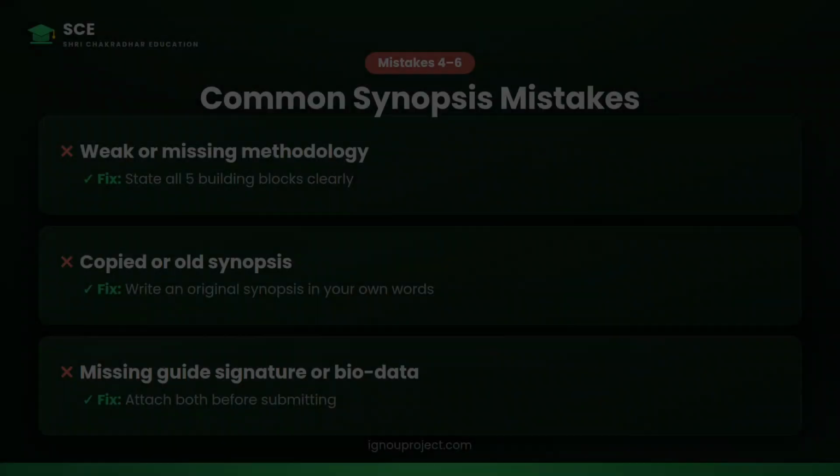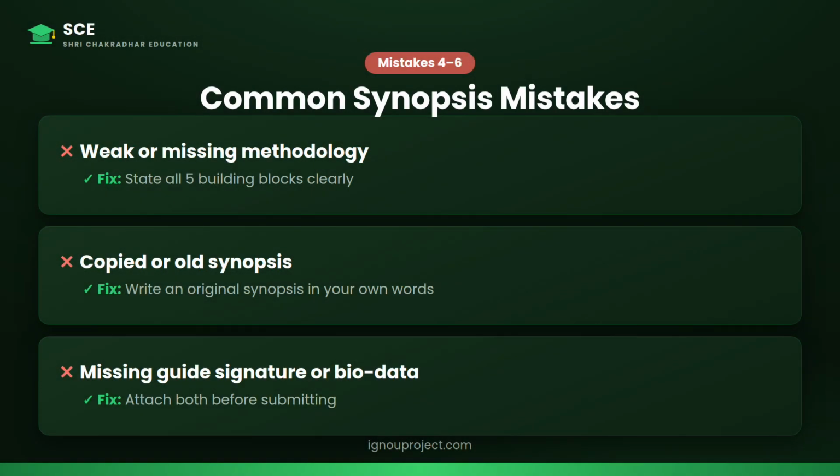Mistake 4. A weak or missing methodology. This is one of the biggest reasons for rejection. The fix. Clearly state all 5 building blocks. Design, sample, sampling method, data collection and analysis. Mistake 5. A copied or old synopsis. IGNOU checks for plagiarism and rejects duplicated topics and titles taken from the internet or previous students. The fix. Write an original synopsis in your own words, ideally tied to a company or place you can actually study.